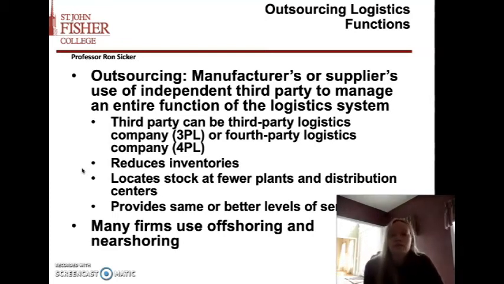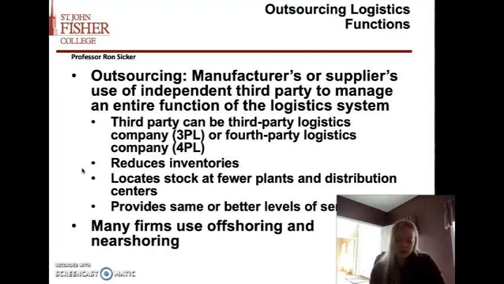So this helps reduce inventories and have stock at fewer plants and distribution centers, but it still provides either the same or better levels of service. And since order fulfillment isn't usually a core competency of a lot of companies, it's often outsourced to a 3PL or a 4PL. And then many firms are using offshoring or nearshoring for these different competencies.